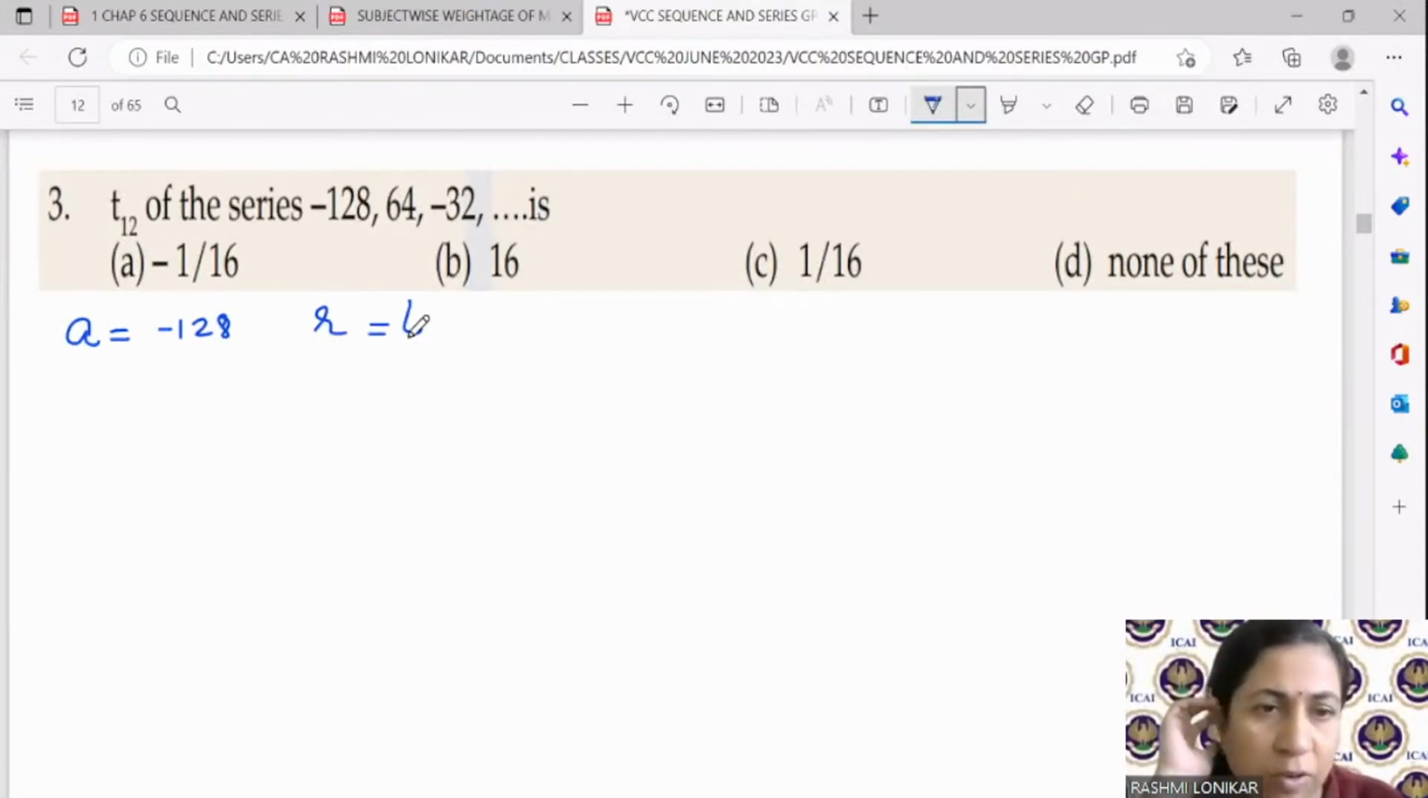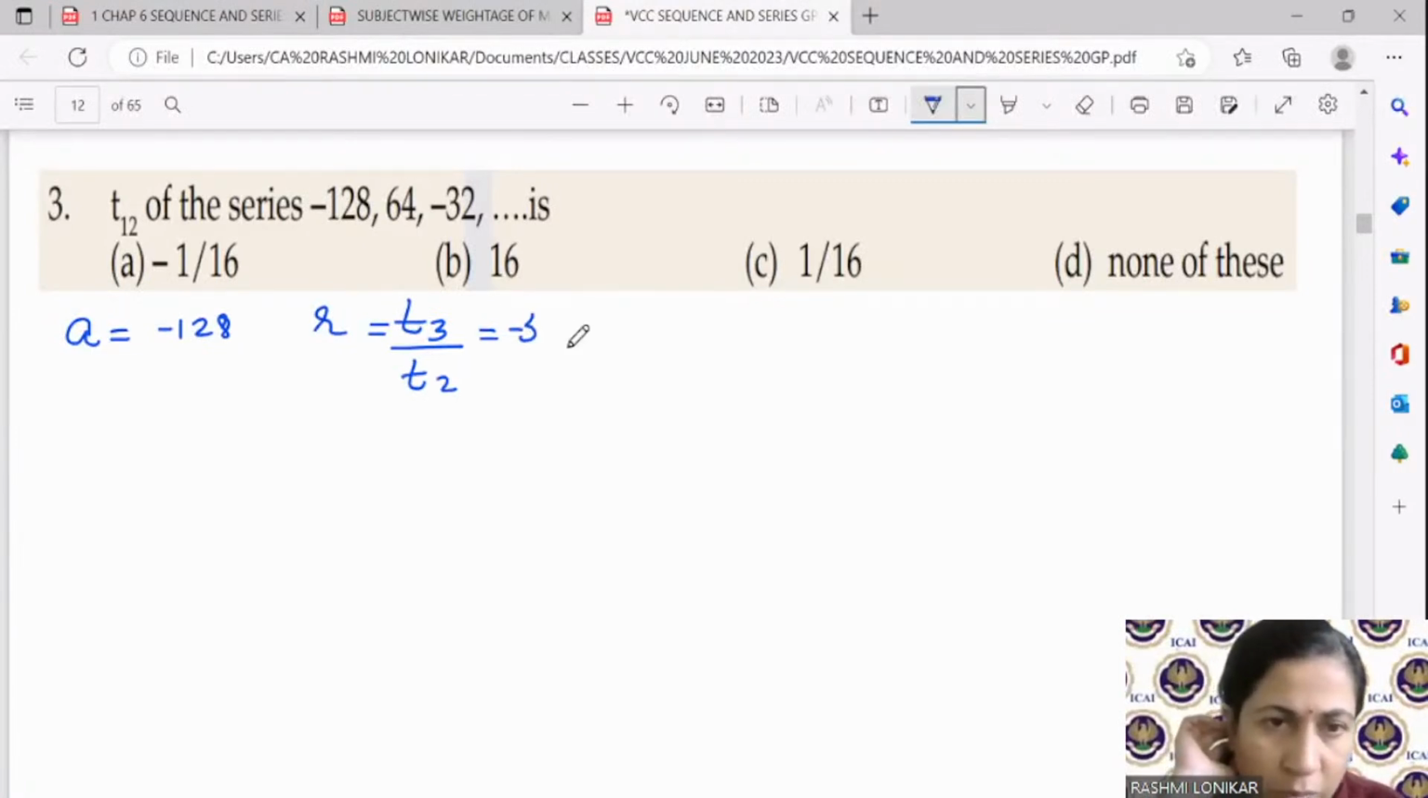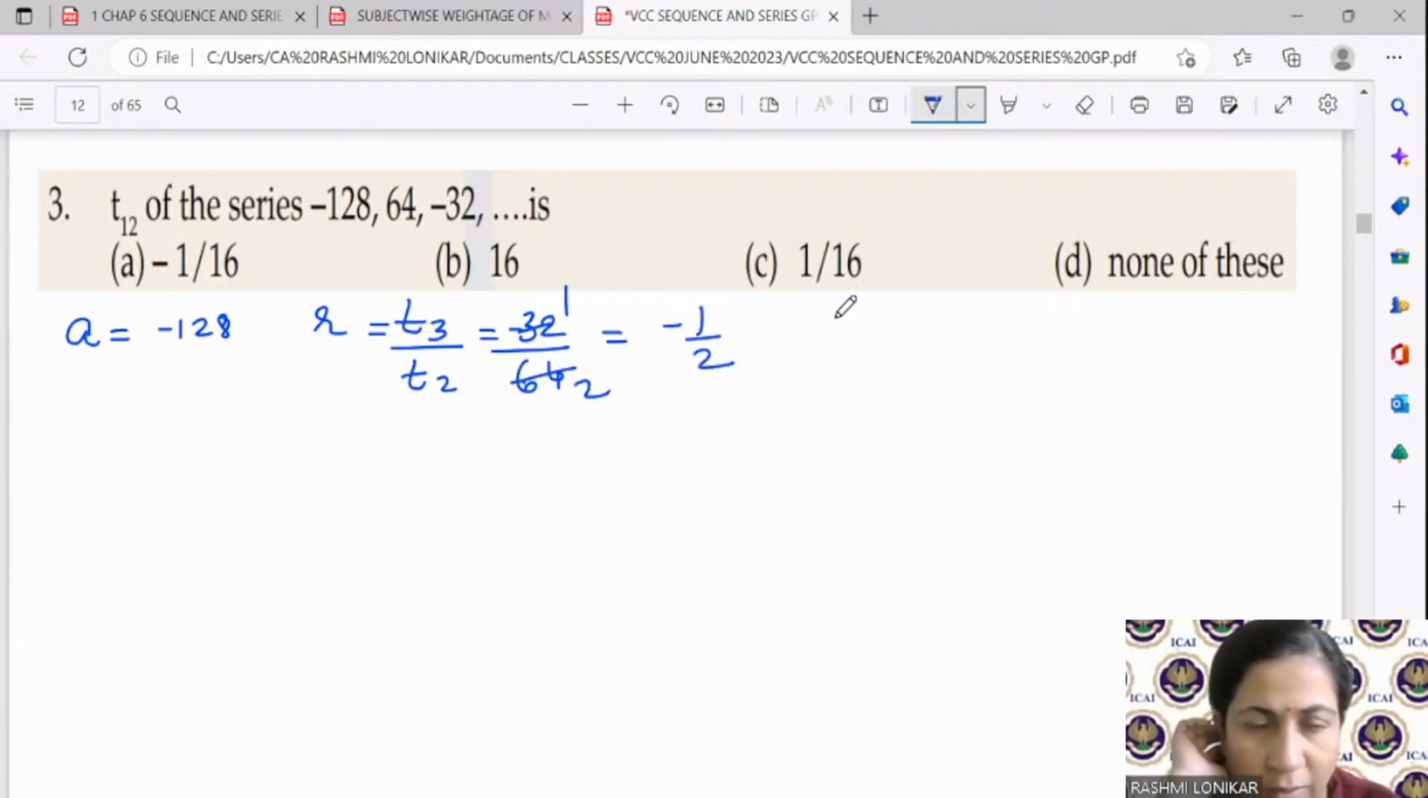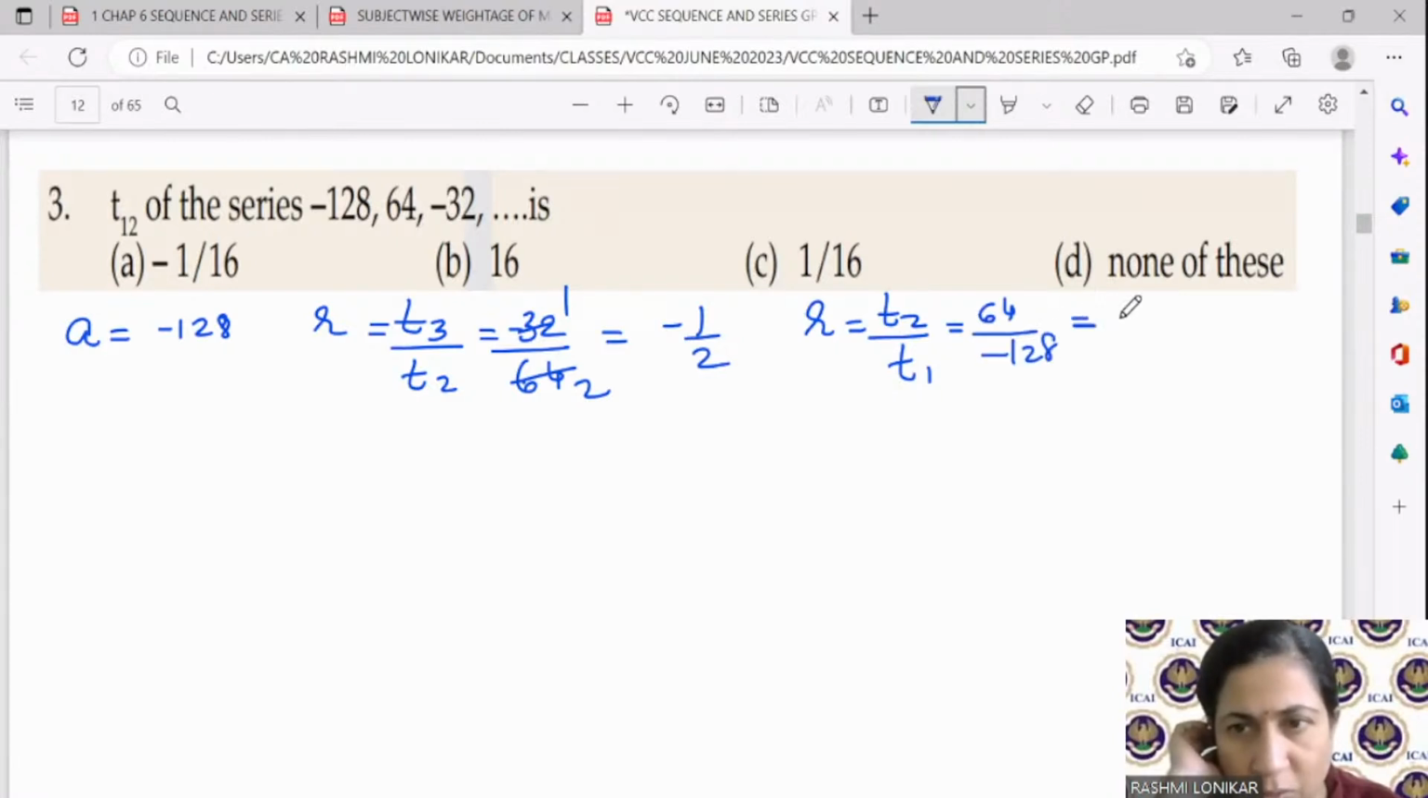R is T3 upon T2. So T3 is minus 32 upon 64, which is minus half. And R is also equal to T2 upon T1, which is equal to 64 upon minus 128, which is equal to minus half. I have the value of A, I have the value of R.